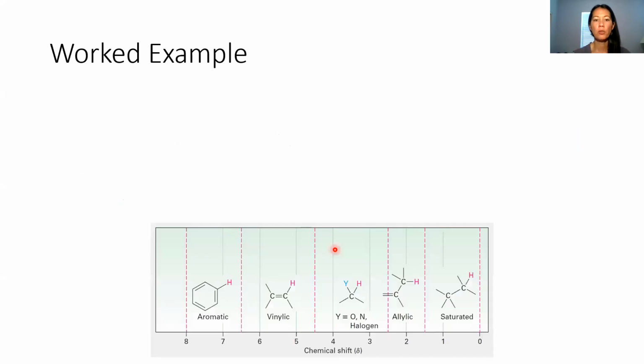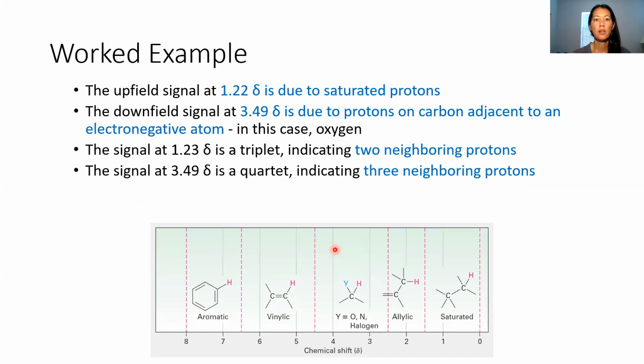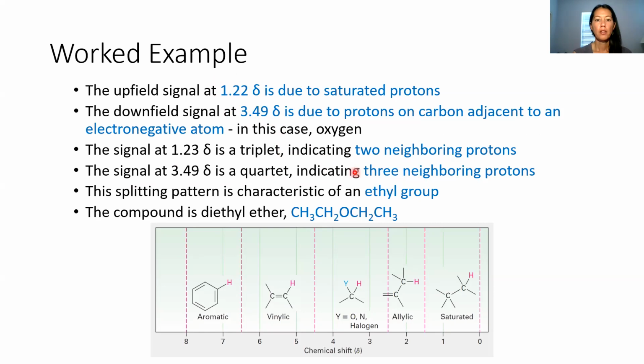So the most logical explanation is further analyzing the structure, seeing that you have a chemical shift at 1.2, so that's saturated protons. You have the shift at 3.5, which must be next to the O, the electronegative atom. You have a triplet, so you have 2 neighboring protons for one guy, and a quartet, so 3 neighboring of another. So that right there to me is screaming ethyl group. And the compound, hopefully you came up with this, is diethyl ether.